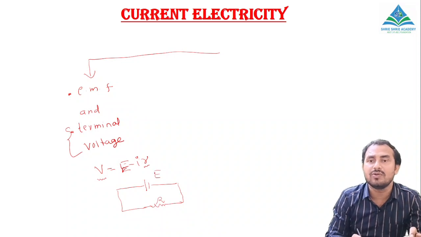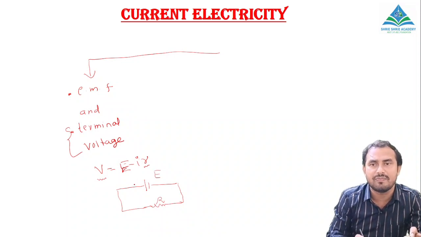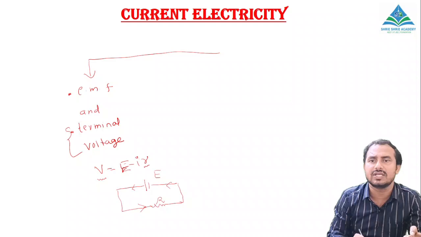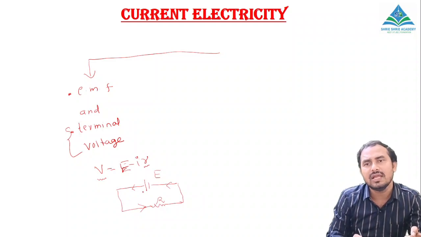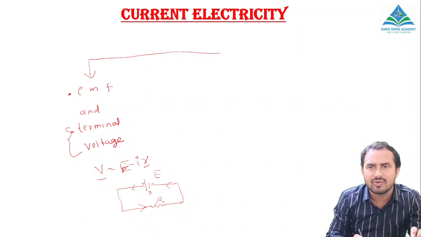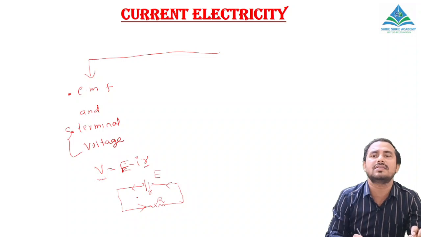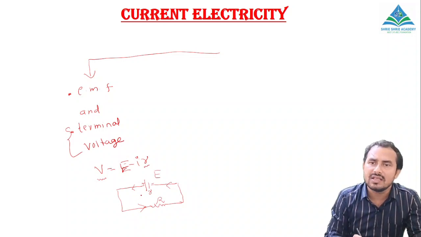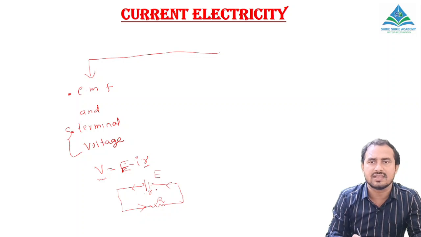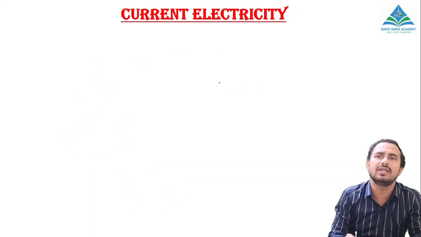Whatever voltage you give, you know that current flows from the positive to the negative terminal in the external circuit, right? Inside the battery, current flows from the negative terminal to the positive terminal. The battery also has some resistance, known as internal resistance. There is a voltage drop across the internal resistance, but that is not important for us.